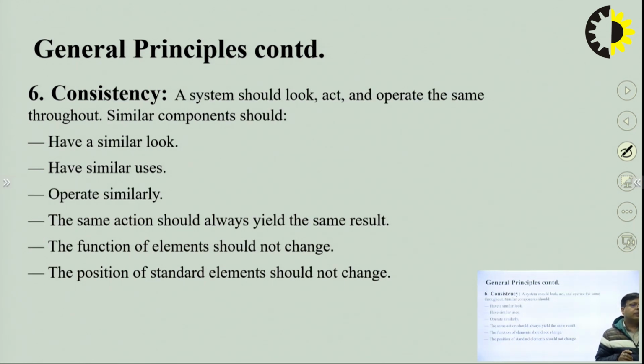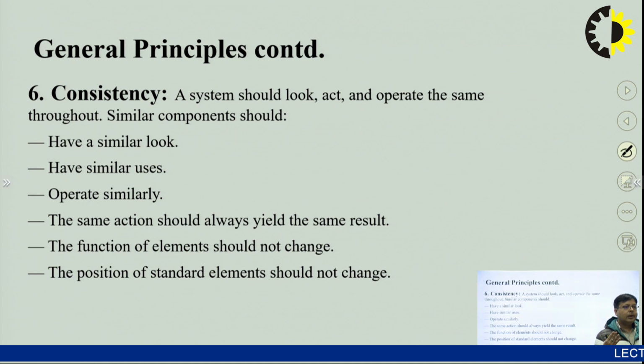And the sixth principle of the user interface is consistency. This is a more powerful principle that must be incorporated in the interface, right? What does it mean? A system should look, act and operate the same throughout. It means similar functions should be similar on different screens, and the look should be similar, right?